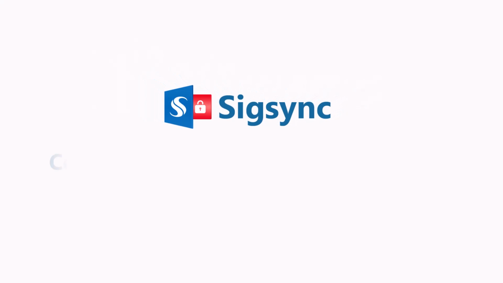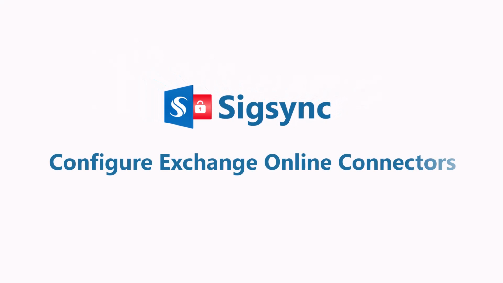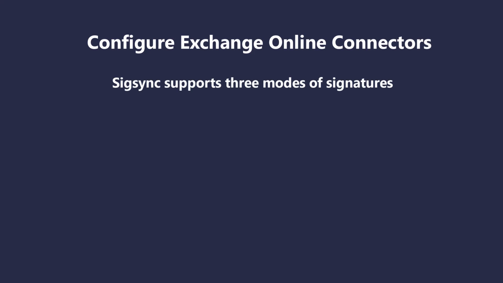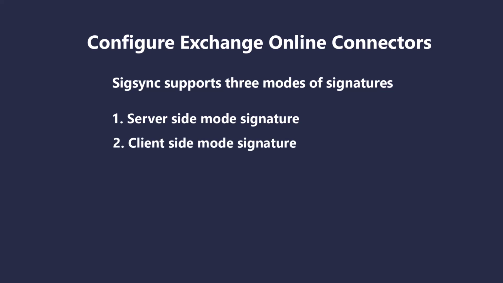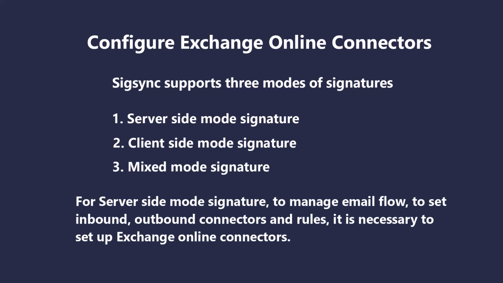This video demonstrates how to configure Exchange Online Connectors in Sigsync. Sigsync supports three modes of signatures: server-side mode signature, client-side mode signature, mixed mode signature. For server-side mode signature, to manage email flow and to set inbound and outbound connectors and rules, it is necessary to set up Exchange Online Connectors.